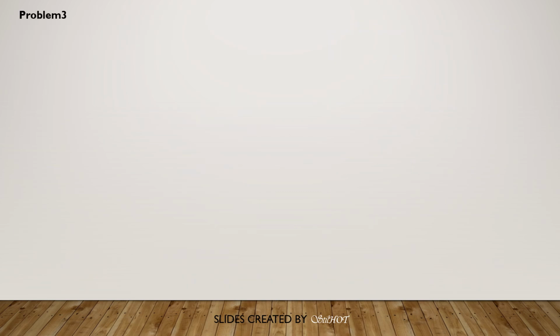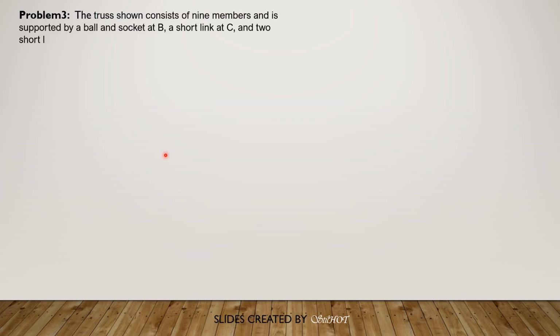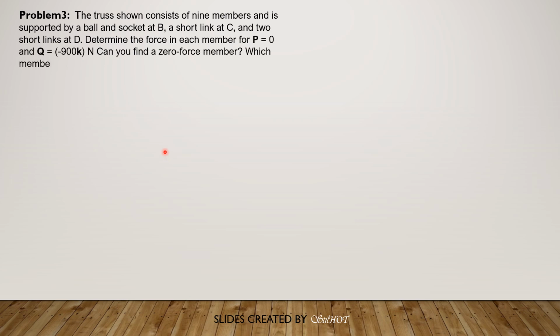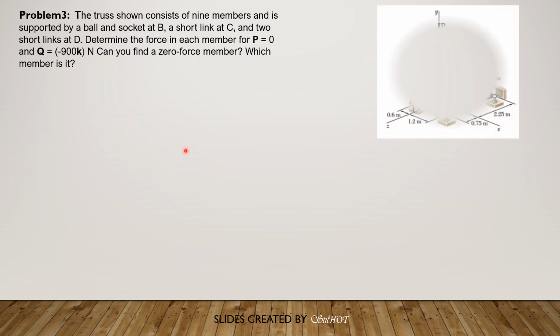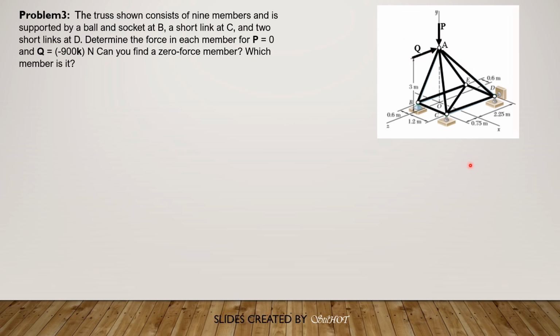Okay, for problem 3, the truss shown consists of 9 members and is supported by a ball and socket at B, a short link at C, and 2 short links at D. Determine the force in each member for P is 0 and Q is negative 900. So this is directed in the opposite Z direction. Can you find the zero force member? Which member is it? So this is the figure, and for Q is equal to 900.